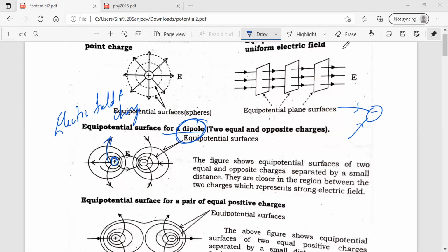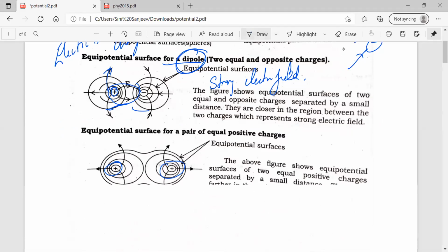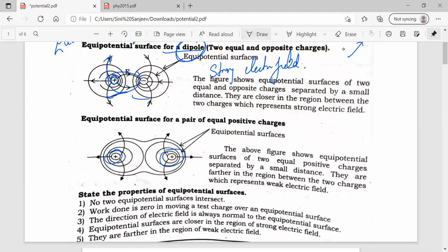So as we can see clearly here, plus and minus, right? We'll have what? Strong electric field. So that is the takeaway from this. Because they are closer in region, they'll have strong electric field. If it is of same charges, you can see here both are plus, right? If it is same charges, we'll have weak electric field.